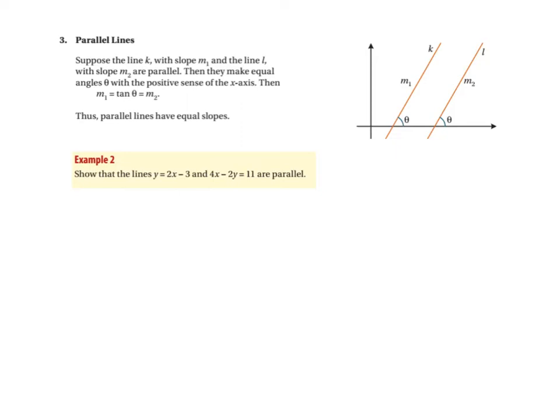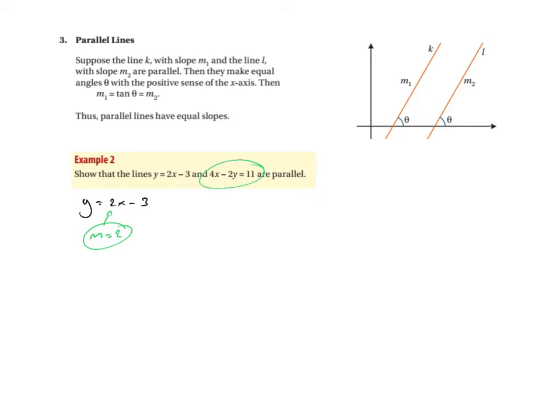Okay, parallel lines. We should know that for parallel lines the slopes have to be the same, so the slopes are equal. So if we are going to show that two lines are parallel, we have to show that the slopes are the same. So what we've been given here for this example, we've got y is equal to 2x minus 3. So straight away, I know the slope here, so that m is equal to 2. So I'm trying to show for this equation here that the slope is equal to 2.